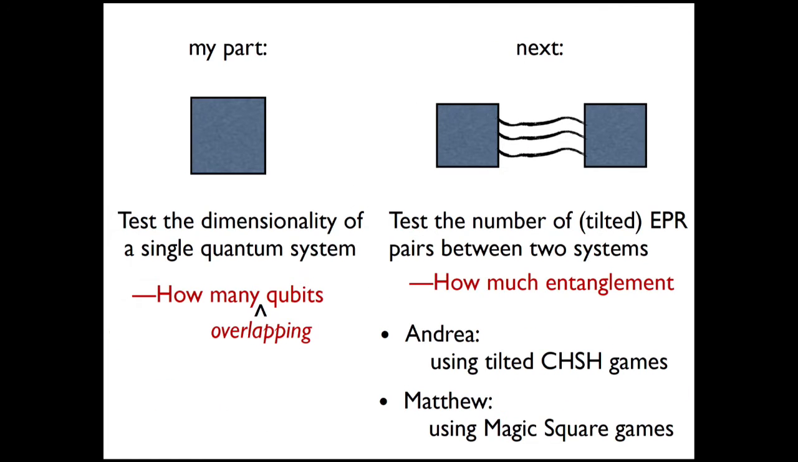So in my remaining time, I will explain a test for the dimensionality of a single quantum system. In some sense, it certifies how many qubits a system has in an overlapping manner. And next, Andrea and Matthew will explain a test for the number of EPR pairs shared between two separate quantum systems. They use the parallel repetition of non-local games like CHSH games and Magic Square games. So let me explain what I mean by overlapping qubits and how it applies to the dimension test.